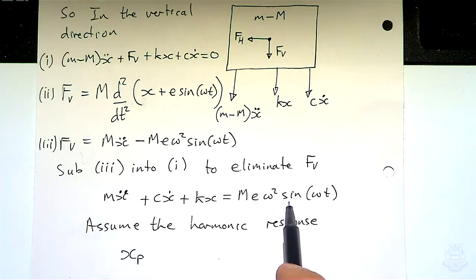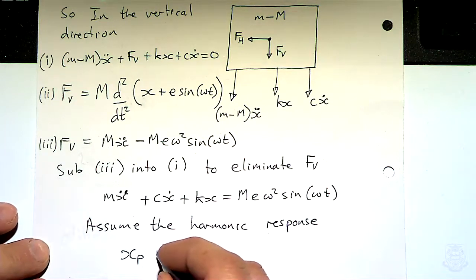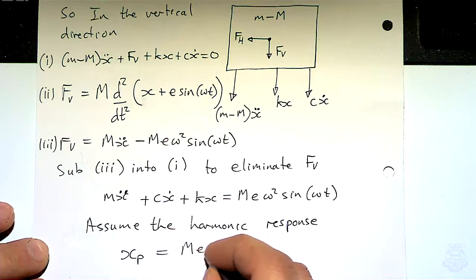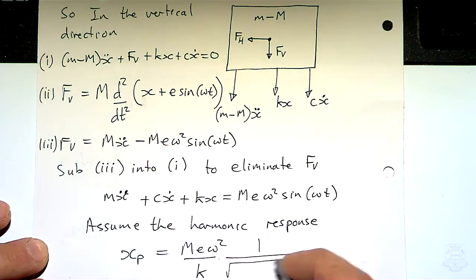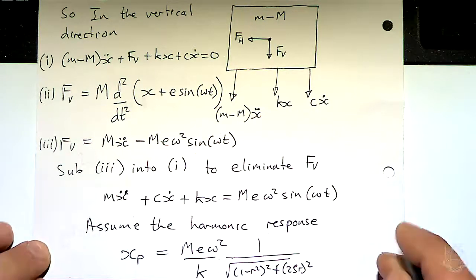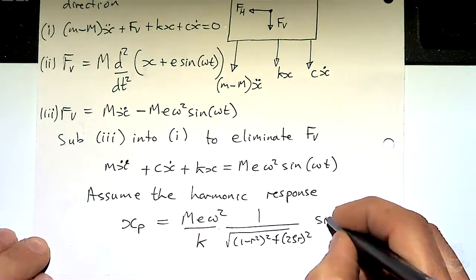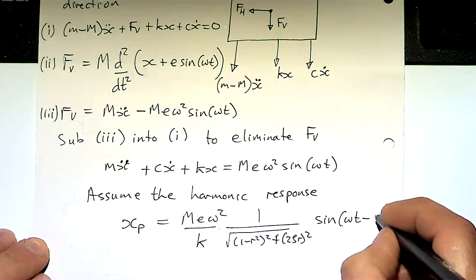As I described in the last lecture, what we're really interested in is the particular solution, which relates to the steady-state behavior after all the transient stuff has died down. So in that case, what we get is m e omega squared over k, times 1 over the square root of (1 minus r squared) all squared, plus (2 zeta r) squared, and this is times sine of omega t minus phi.